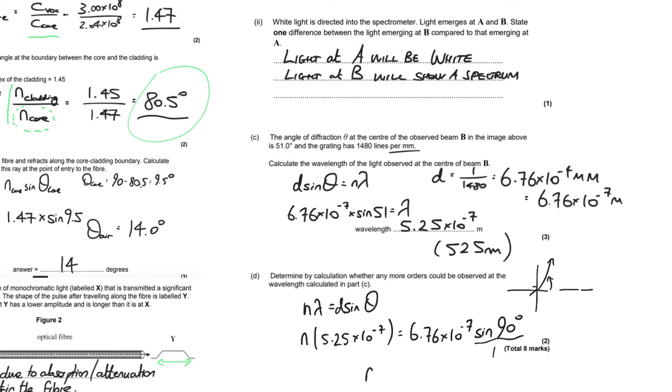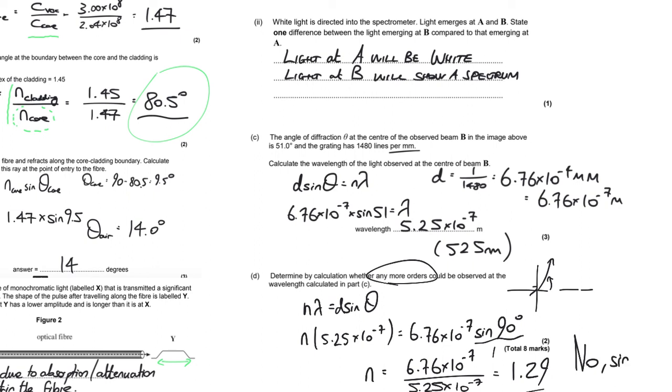So what we're interested in seeing is what the value of n is: 7.6 times 10 to the minus 7 over 5.25 times 10 to the minus 7. And that is quite clearly less than 2. It's about 1.29. Which means, are we going to see any more orders? No, we're not, since n is less than 2. Done.